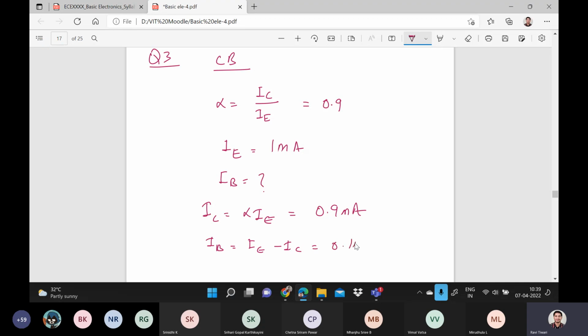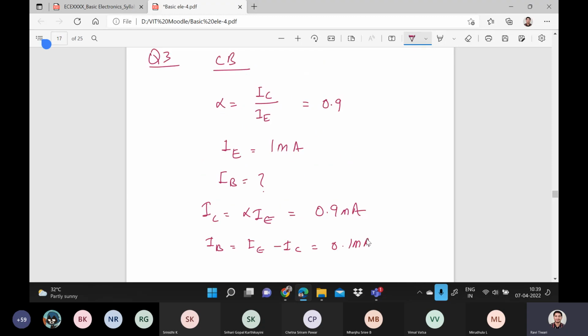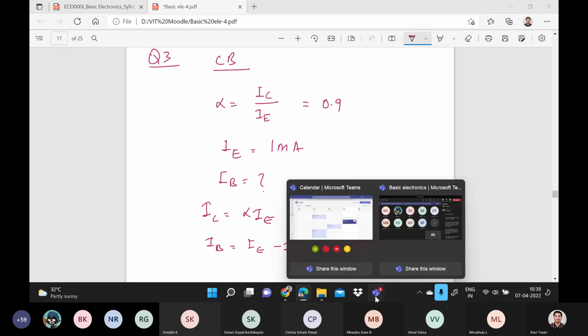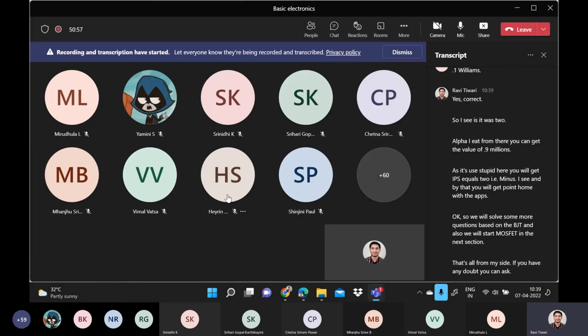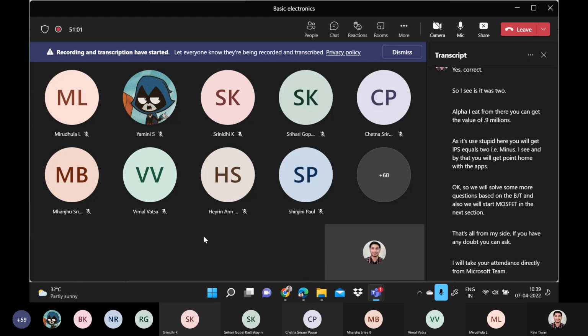0.1 milliamps. Okay, so we will solve some more questions based on the BJT, and also we will start MOSFET in the next lecture. So that's all from my side. If you have any doubt, you can ask. I will take your attendance directly from Microsoft Teams. That's all.